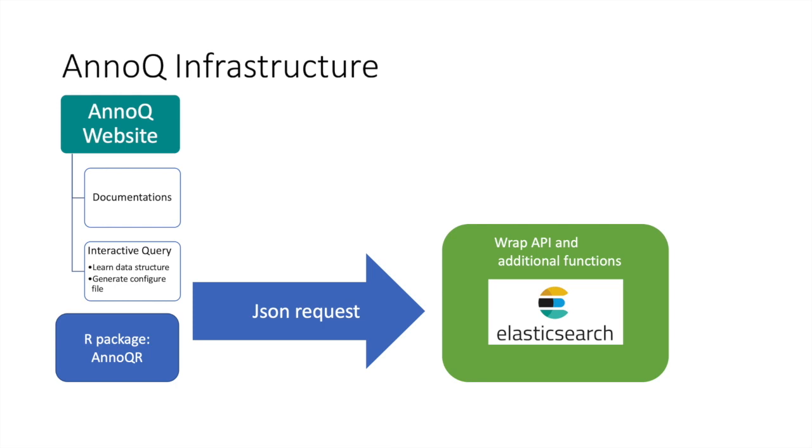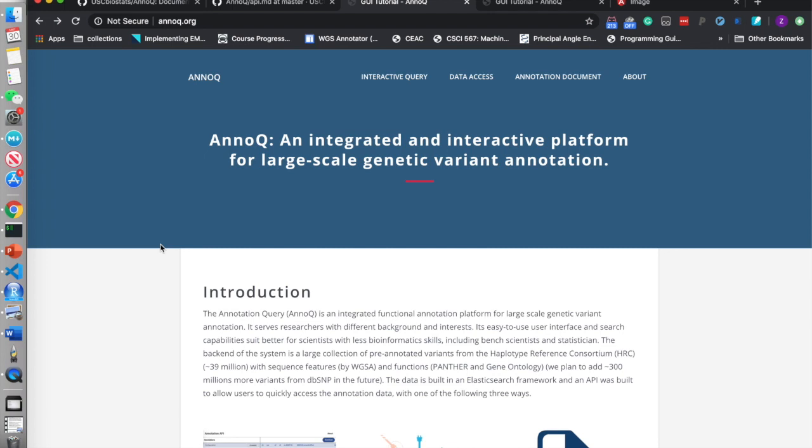And then we go to our AnnoQ website. When we go to our AnnoQ website, first we will see this welcome page. In the navigation bar, we have the interactive query, we have our data access, which is a document for our AnnoQ API, and also our annotation document, which explains each annotation item here, and the about part, which is a full description of our AnnoQ.